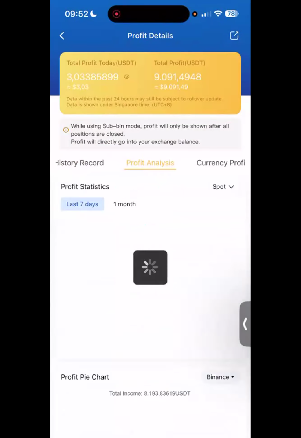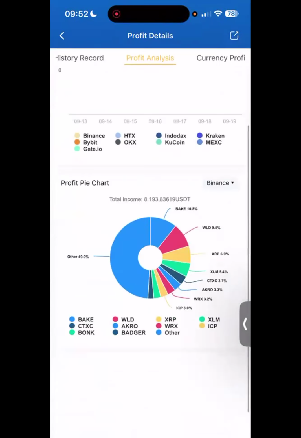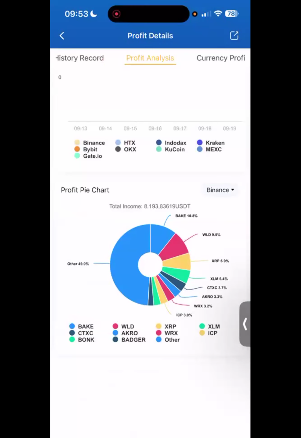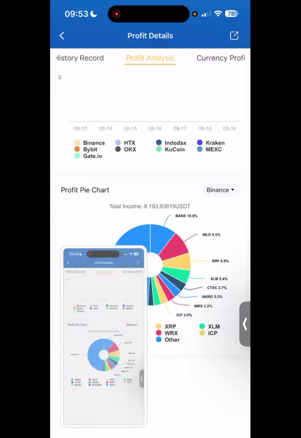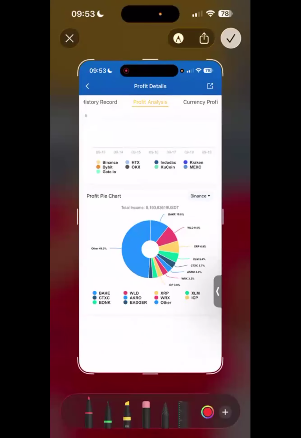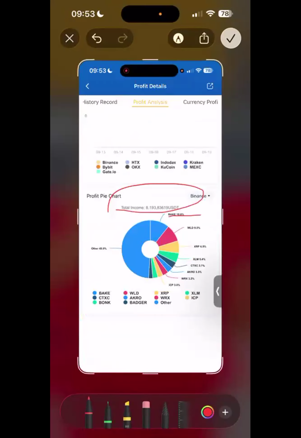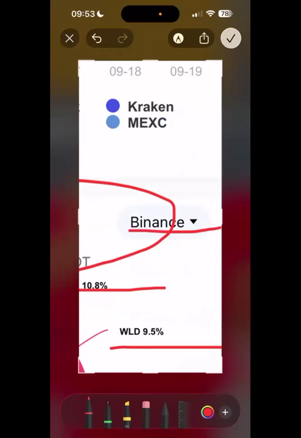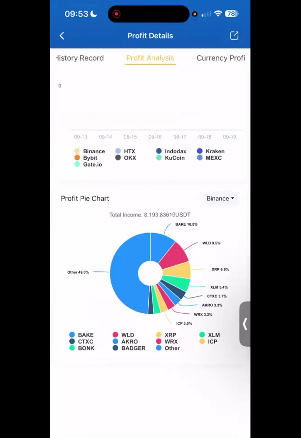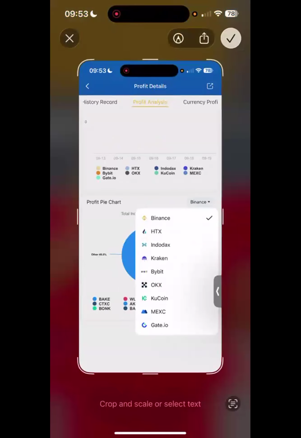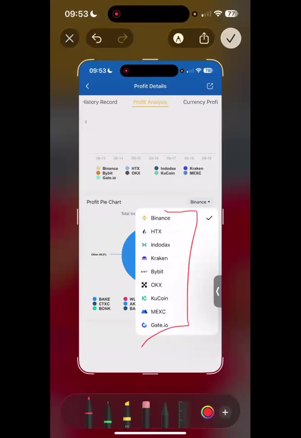Now, let's go to profit analysis. Under the profit analysis, you'll be able to see this beautiful pie chart where one can tell that some of the money you made is coming from BTC, 10% is coming from BTC, 9% is coming from WorldCoin, in that order. If you are not using Binance, you are using a different exchange, that is why there is a drop down arrow attached to it. You tap on the arrow to be able to get all the exchanges. So you select the respective one that you are using.